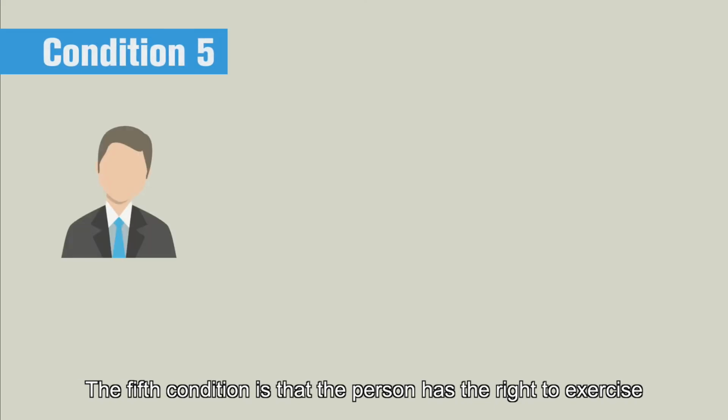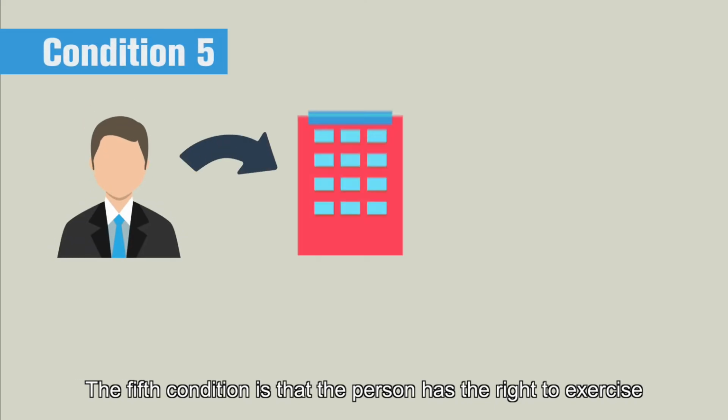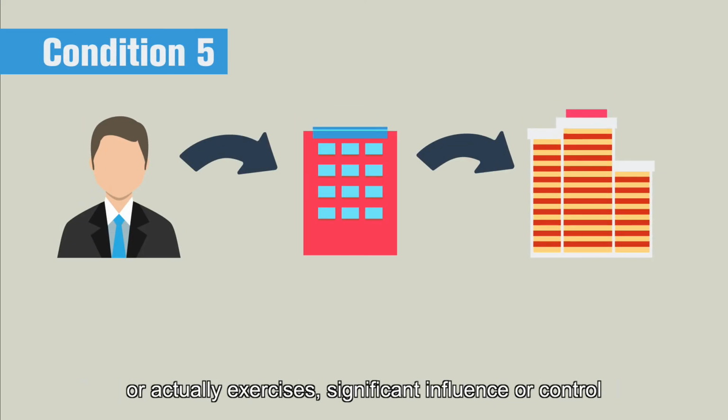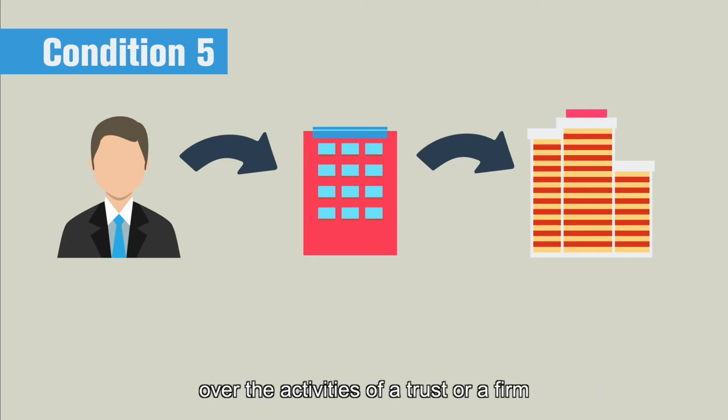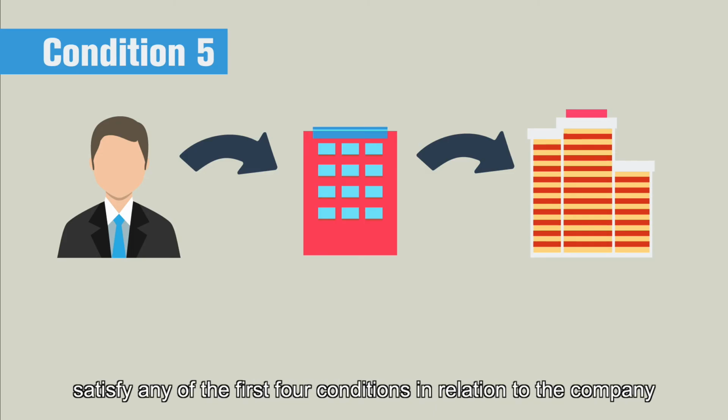The fifth condition is that the person has the right to exercise, or actually exercises, significant influence or control over the activities of a trust or a firm that is not a legal person, but whose trustees or members satisfy any of the first four conditions in relation to the company.